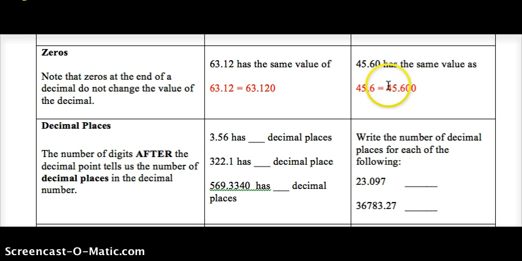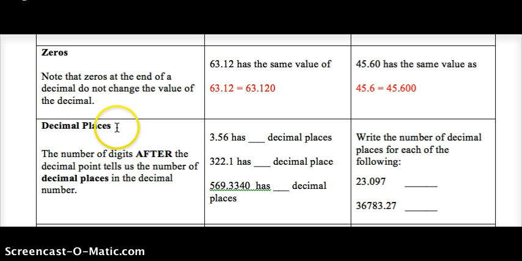Now that would be the same as something like this, 45.600. 45 is the whole number part, the decimal point, and 6 in the tenths column, and I've got nothing in the hundredths column and nothing in the thousandths column. So all these numbers here are exactly the same. Now, next section, decimal places.